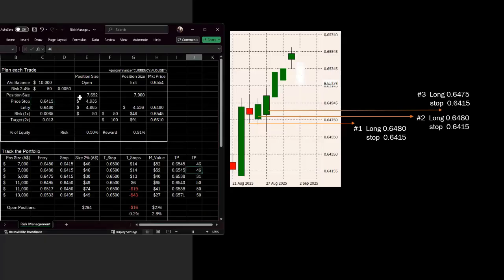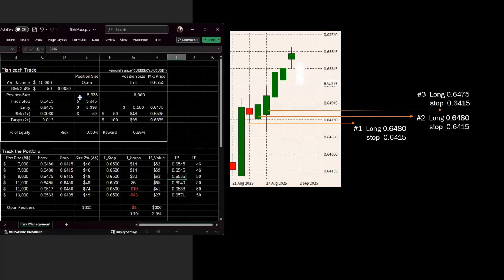Our third trade in this example is taken at 64.75. So let's get to that. Entry is at 0.6475, where the stop loss is at 64.15, right? And what that does is the risk is 60 pips in that case. So the trade size that it qualifies is 8,000. So our next trade will be $8,000.